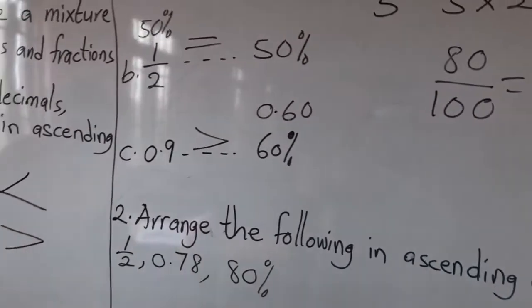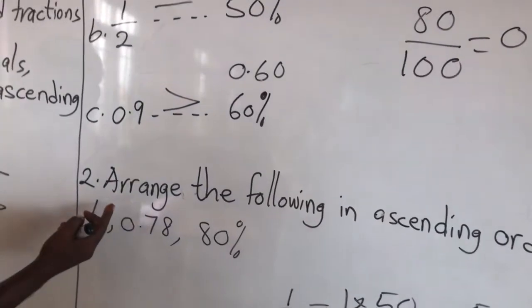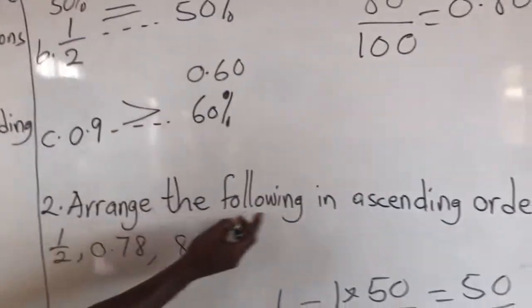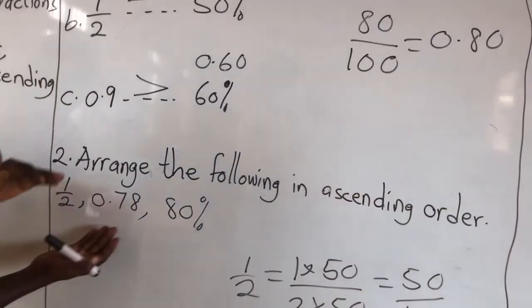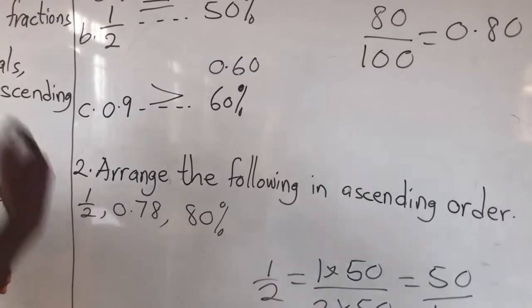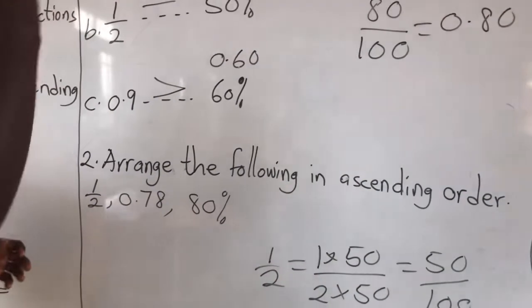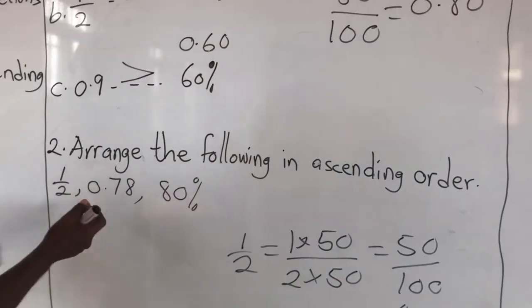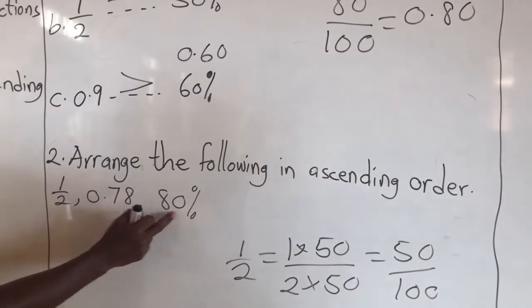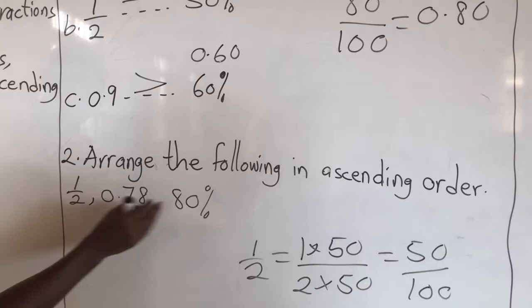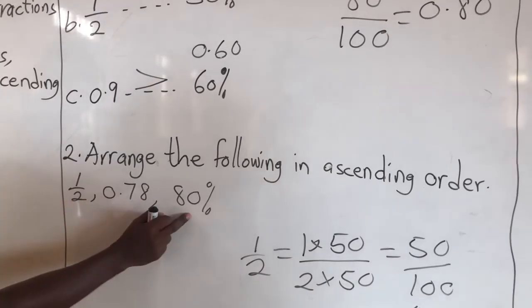Now let's continue with our next example. Say arrange the following in ascending order, which means that we are arranging the fractions from the smallest to the biggest, or from the small one to the big one. So now we have fraction, decimal, and percentage. So we can either change this and this to percentage, then we compare.